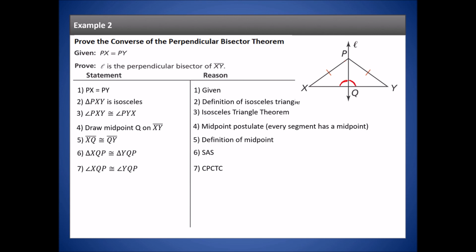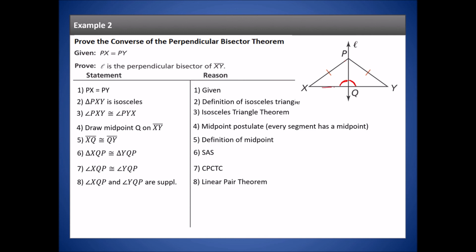By the CPCTC, the corresponding parts of congruent triangles are congruent. Remember that that states that if you know that two triangles are congruent, you can take any corresponding parts and set them congruent. All right, and so now we know that those two angles that we just mentioned are supplementary angles. How do we know that?